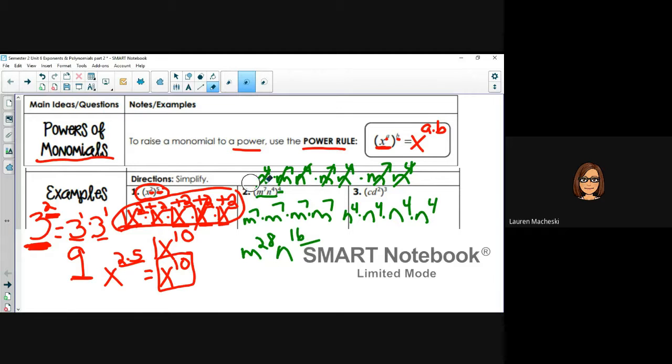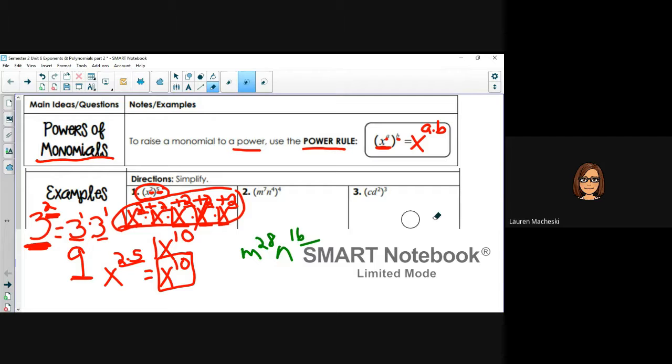I prefer to do it a little bit different. So that's kind of exactly what it means. But if you remember the rule, you can kind of save yourself a little work. So m7 raised to the fourth power. So this is being raised to the fourth power, and this is being raised to the fourth power.